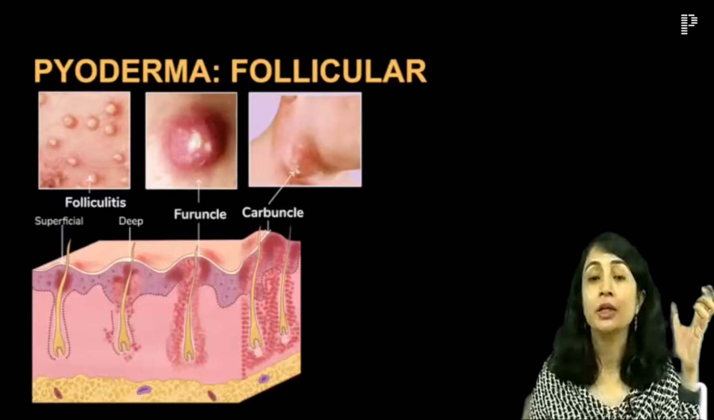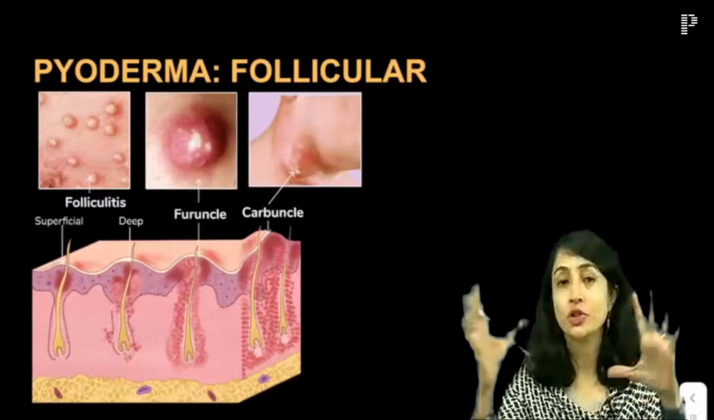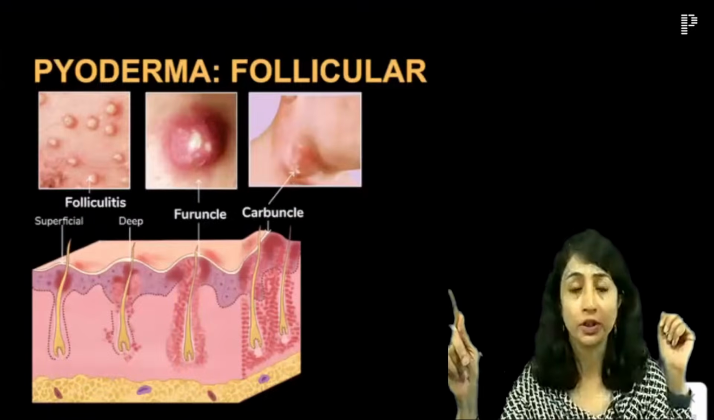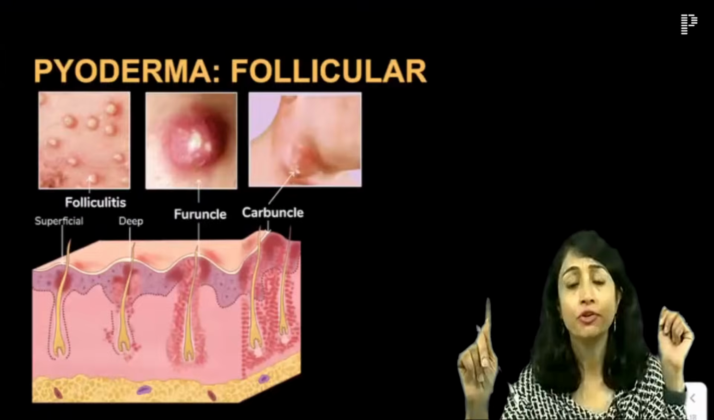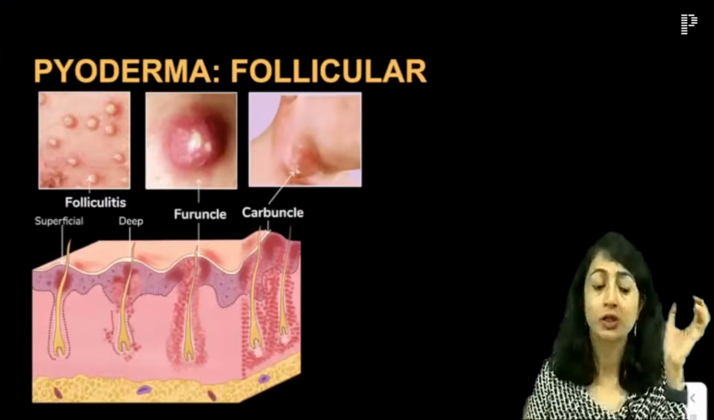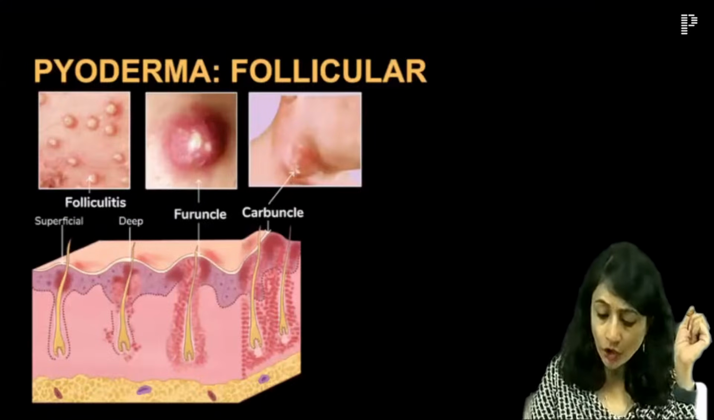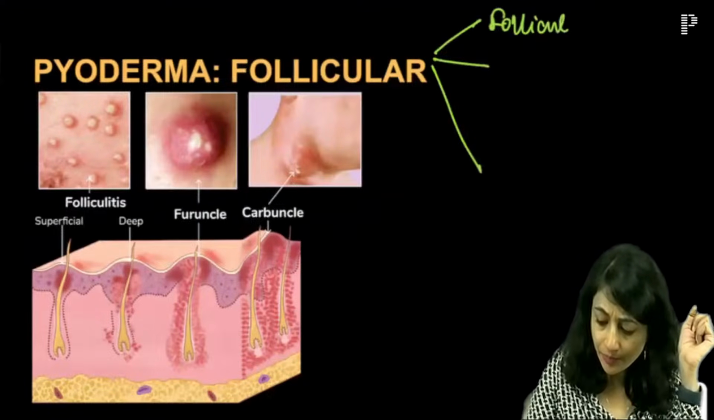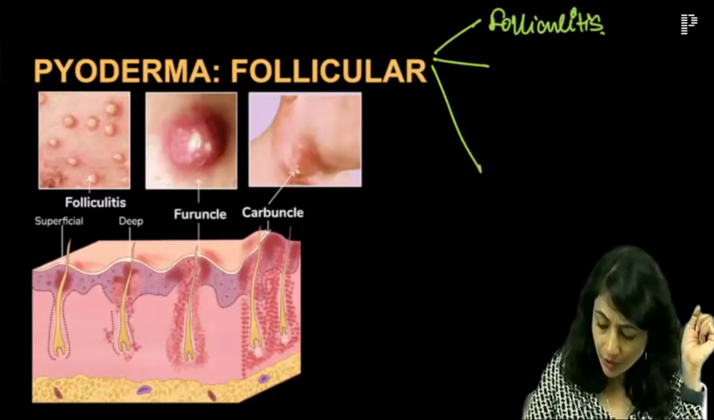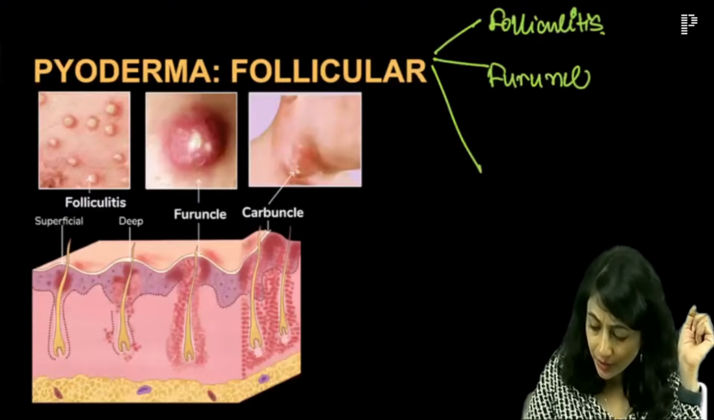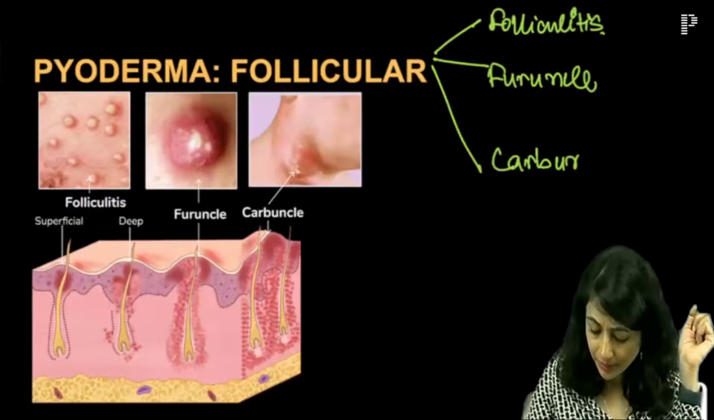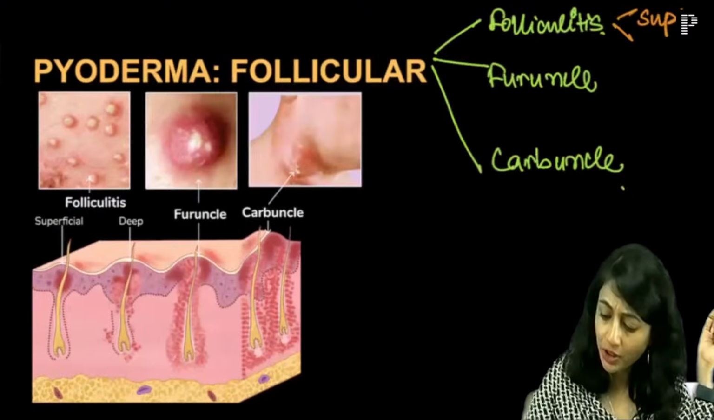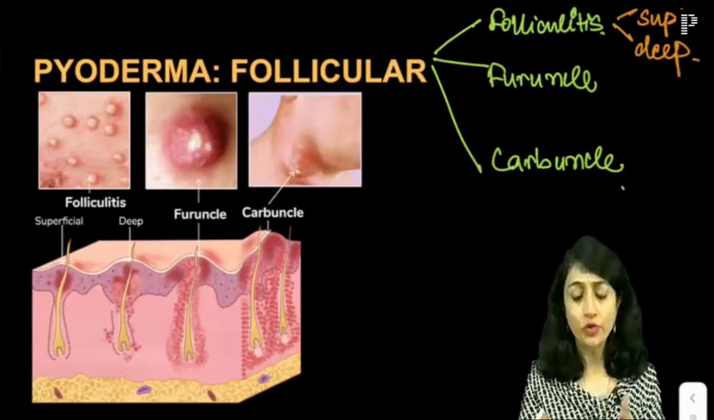Right. Next, coming to pyodermas which are follicular. So this was all non-follicular, not limited to the hair follicles. Now we are coming to follicular infections. As I told you, a follicular infection is something which is limited to the hair follicle. Now it's very easy to understand again. Follicular infection can further be divided into folliculitis, furuncle, and carbuncle. And folliculitis can further be superficial and deep. Again, it looks confusing, but it is very easy to understand.